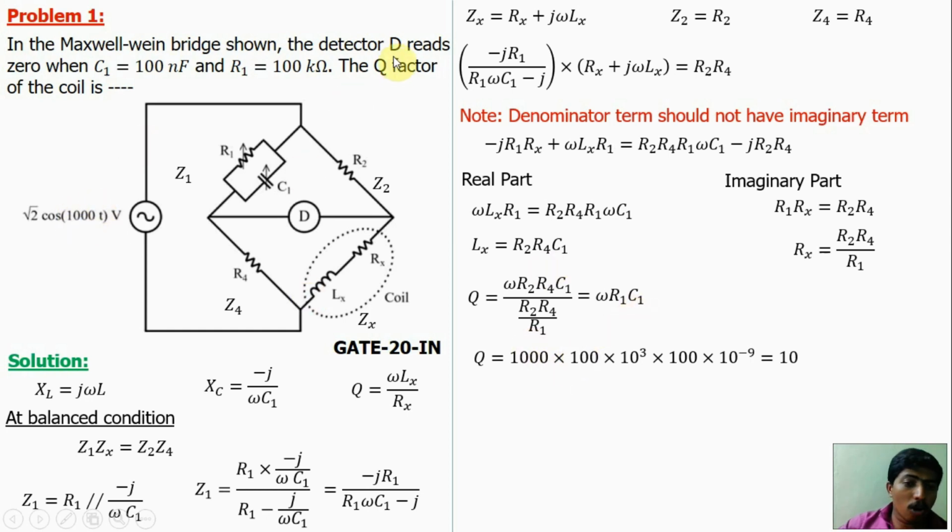R1 means 100 kilo ohms, 100 into 10 to the power 3. C1 means 100 nanofarad, so 100 into 10 to the power minus 9. So we will get 10. So the quality factor of the coil is 10.